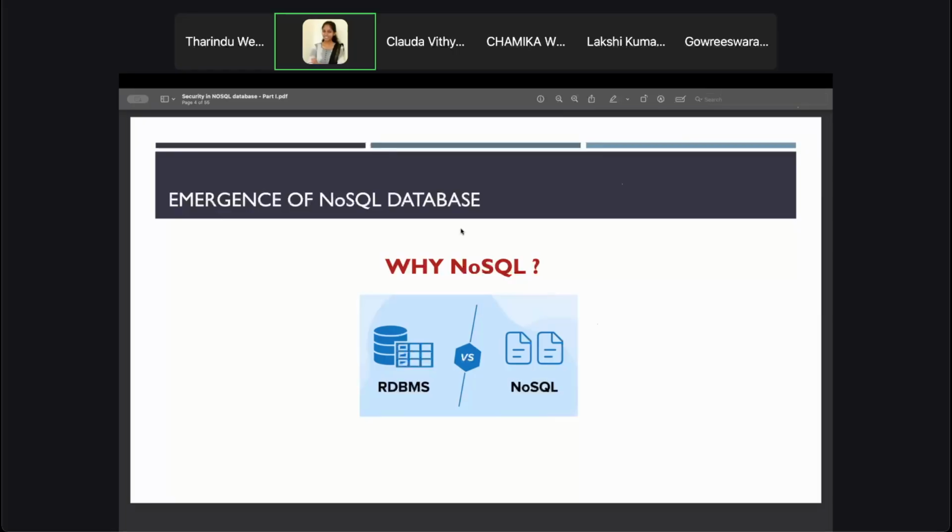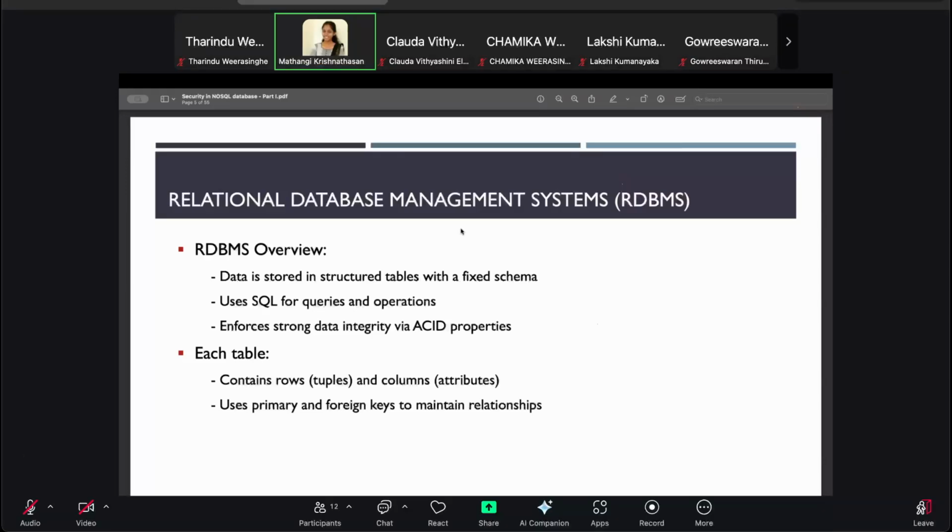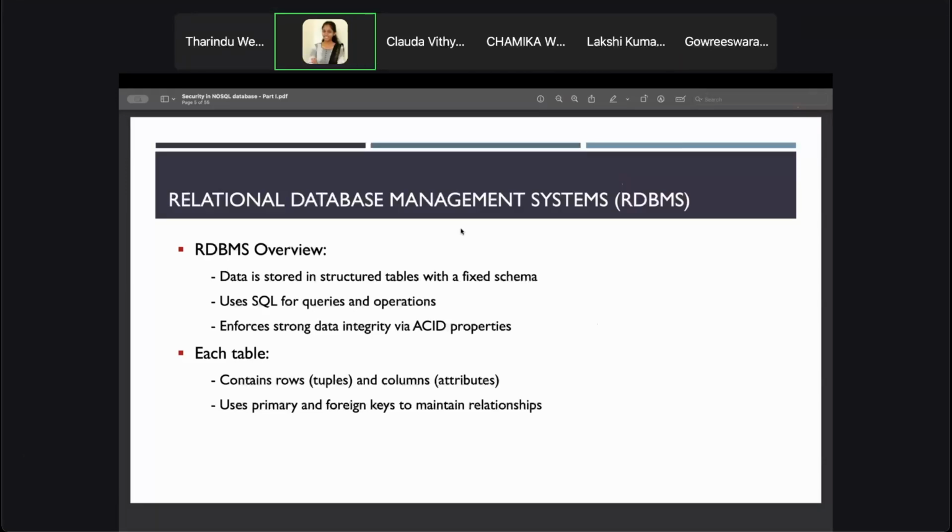So let's try to understand what NoSQL is and why we need NoSQL compared to SQL or the relational database management systems that we are using. In order to understand why we need NoSQL, first we have to brush up our knowledge of relational database management systems. You are all aware of relational database management systems, right? You may be familiar with relational databases from the industry. Many applications are developed with the support of relational database management systems, right?